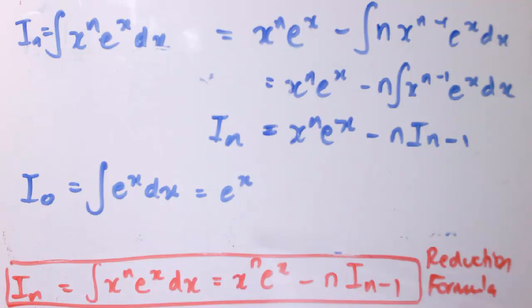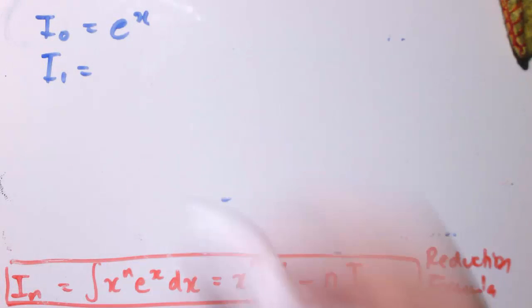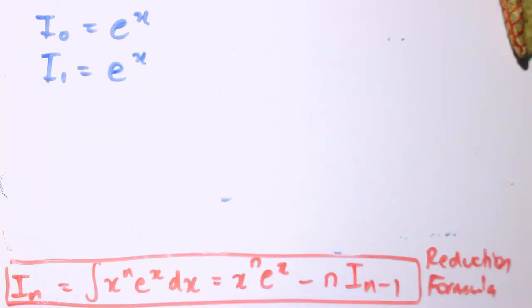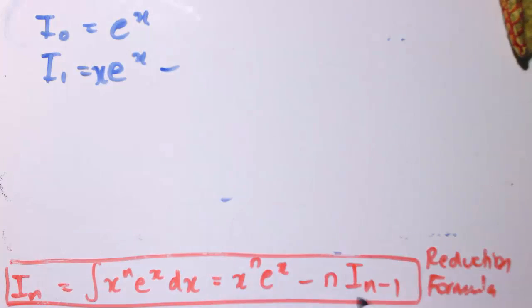They'll all just stay as arbitrary constants as we go through. And now once I've got that combined with this reduction formula, I can say, okay, what would I1 be? Well, it's just x to the 1 times e to the x, so it's x times e to the x, minus n, which is 1, times the previous integral I0 here, which is just e to the x. That's what we found before.